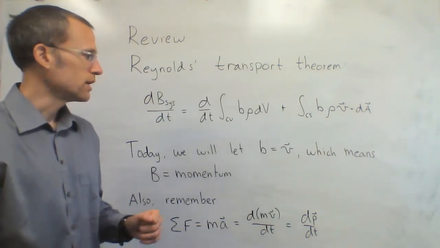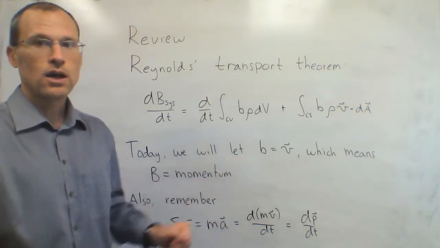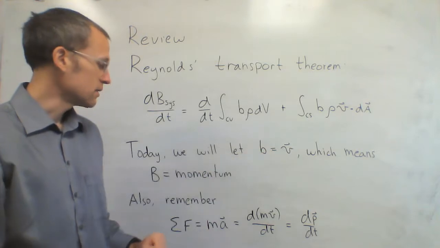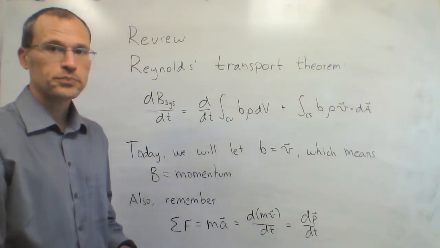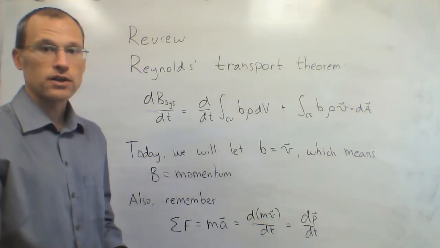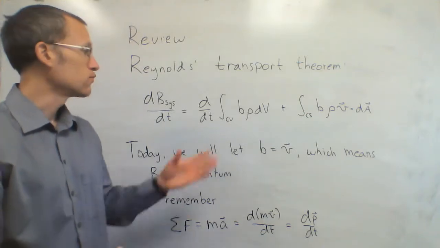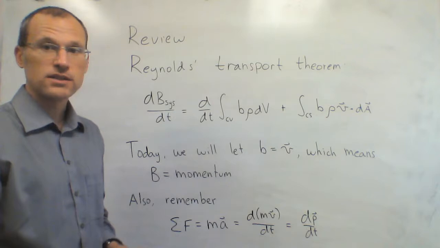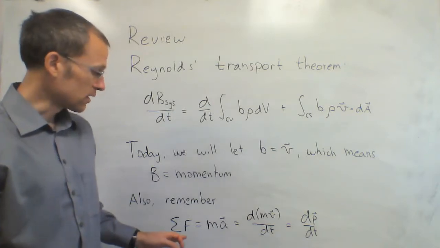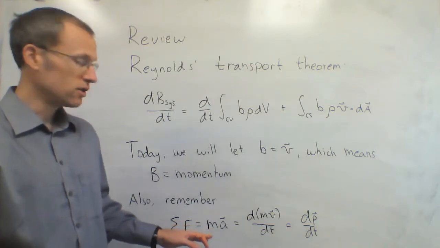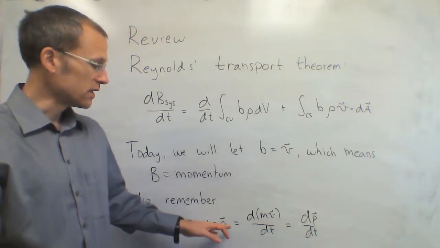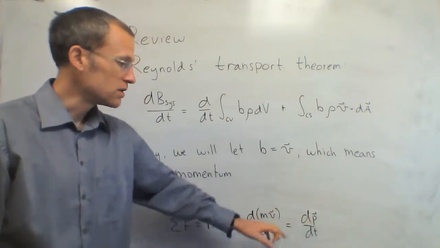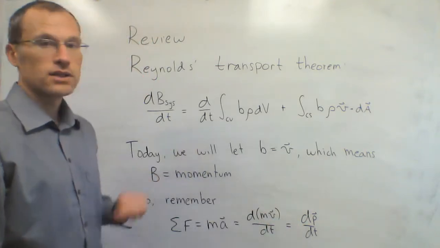Today what we're going to do is let little b equal velocity, which means that big B, little b times mass, mass times velocity, is momentum. And so what we're going to do today is derive the conservation of momentum equation from Reynolds transport theorem. To do that, you want to remember from basic physics Newton's second law, sum of forces is mass times acceleration, but mass times acceleration is the derivative of mass times velocity, and mass times velocity is momentum, so change in momentum over time, that's going to go there.